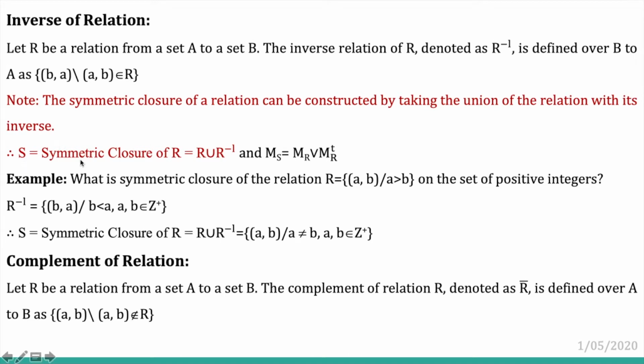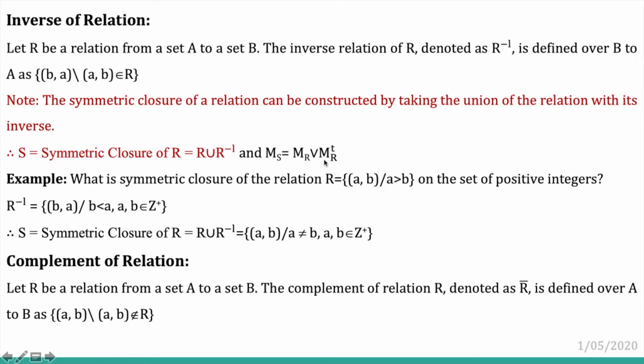Say S is the symmetric closure of R, then S is a union of R and R inverse. And if MS is the matrix representation of S, then MS can be obtained by performing the OR operation on MR and its transpose.